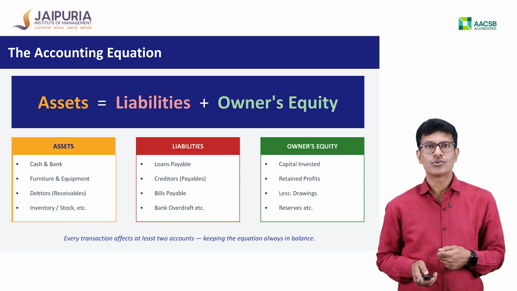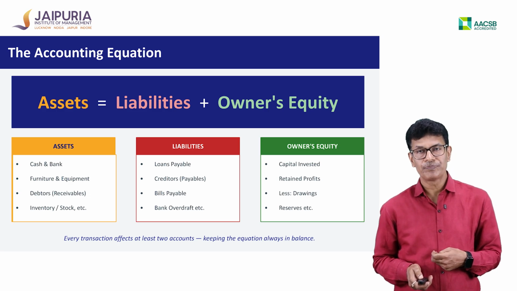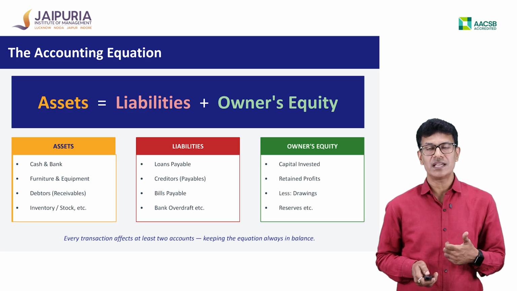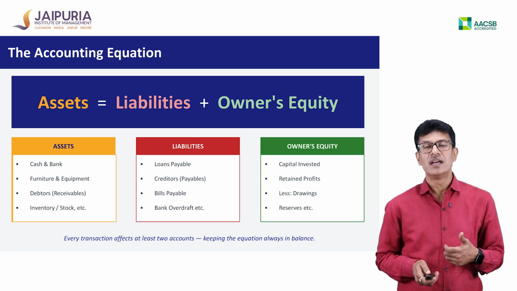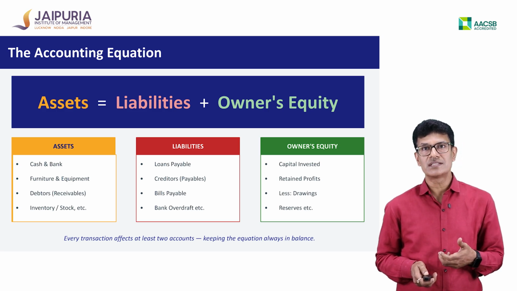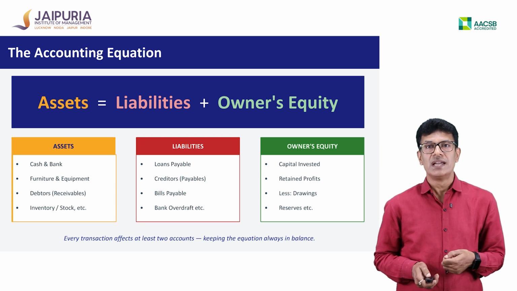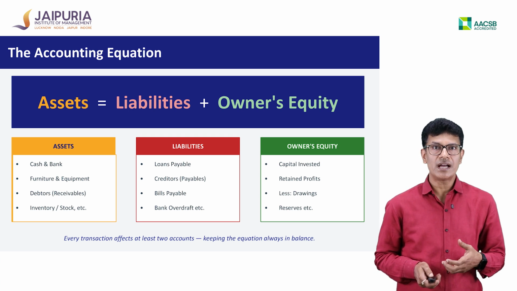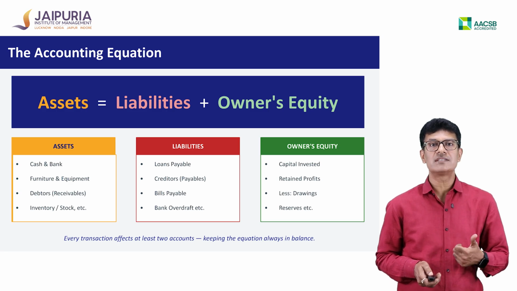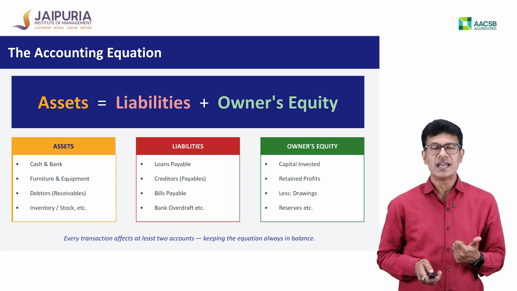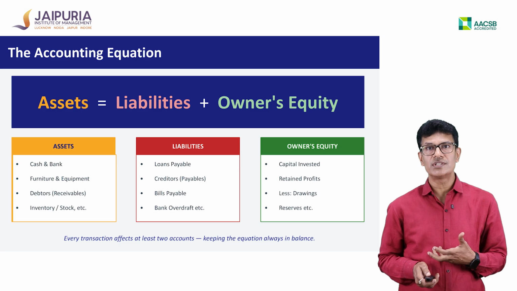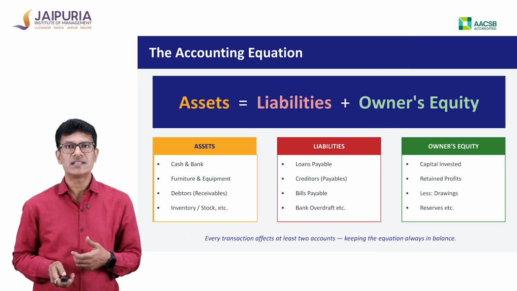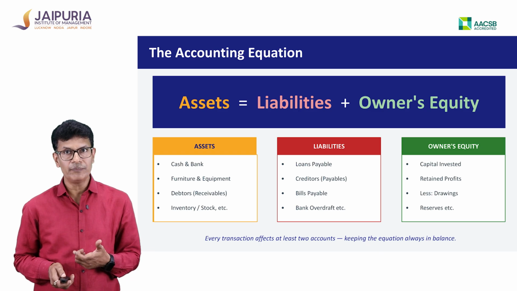The second important source of funds is owner's equity, where we have capital invested, the capital that the stakeholders or the owners of the business invest into the business. Then retained earnings, retained profits. There are certain profits which are earned by the business but retained in the business and not paid in the form of dividend to the shareholders, based upon the dividend policy. That is also part of owner's equity.